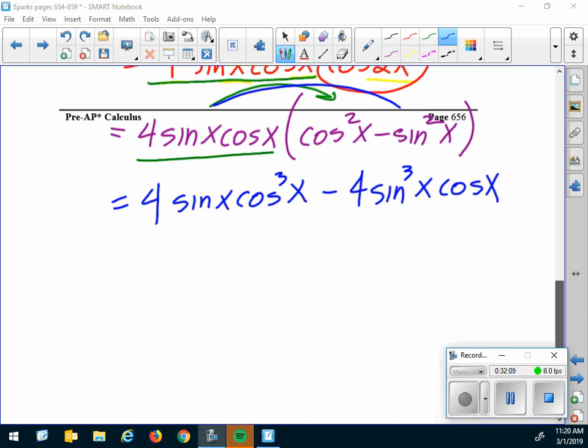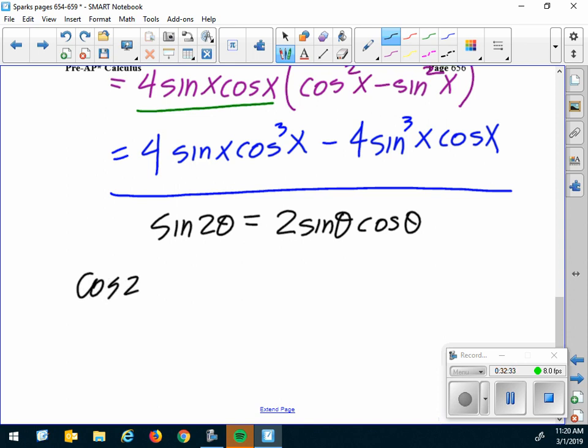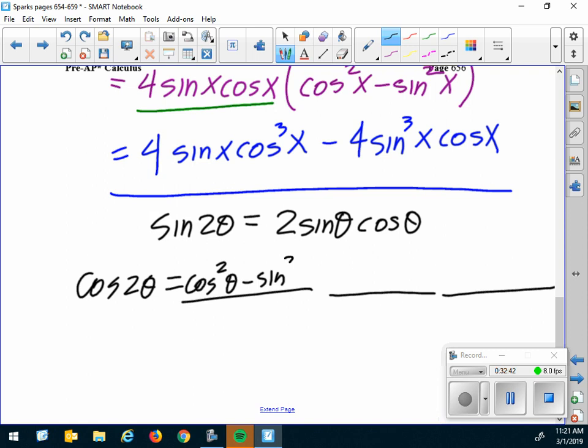Now, the quiz next time, I think it's quiz 13, is going to be a formula quiz. So, it might say sine 2 theta, and you would write down 2 sine theta cosine theta. If it says cosine 2 theta, it's going to have 3 spaces, and you're going to say cosine squared theta minus sine squared theta, and you're going to say 1 minus 2 sine squared theta, and you're going to say 2 cosine squared theta minus 1, and I hope I didn't mess those up.